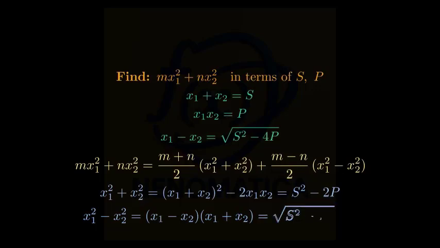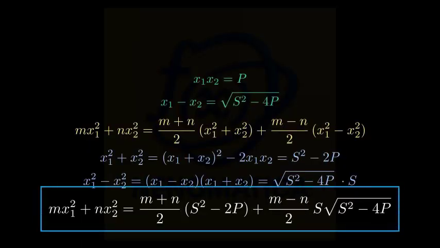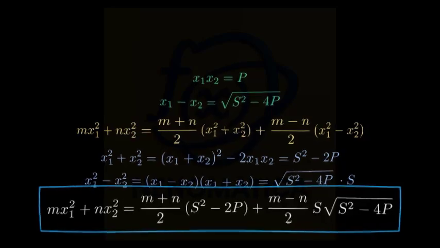Next, compute x1 squared minus x2 squared. Factor as the difference of squares, which is (x1 minus x2) times (x1 plus x2). Substitute the facts to get s times the square root of s squared minus 4p. Now substitute both results back into the split expression. The symmetric piece becomes 1/2 times (m plus n) times (s squared minus 2p). The antisymmetric piece becomes 1/2 times (m minus n) times s times the square root of s squared minus 4p.